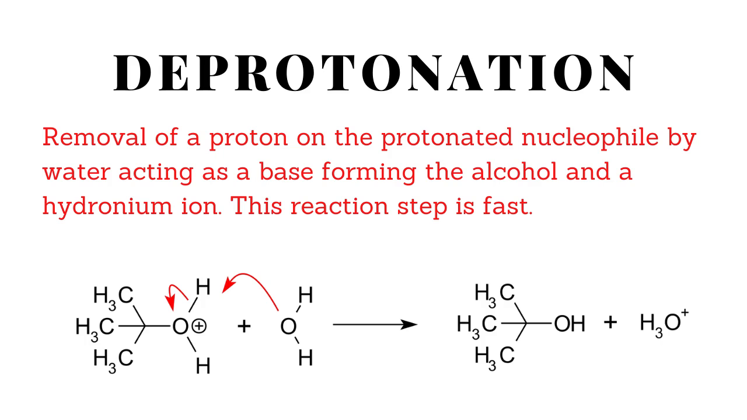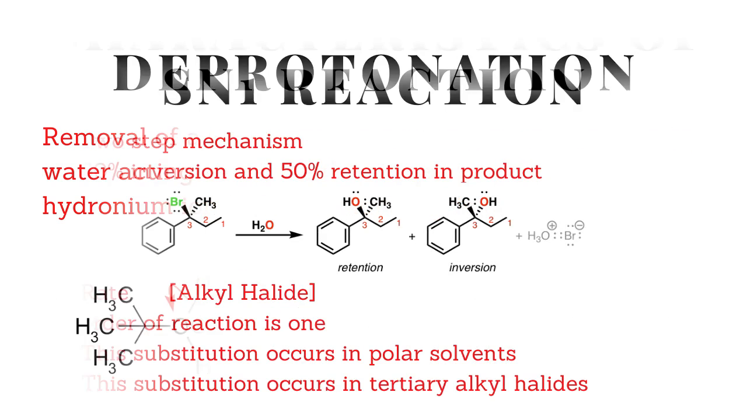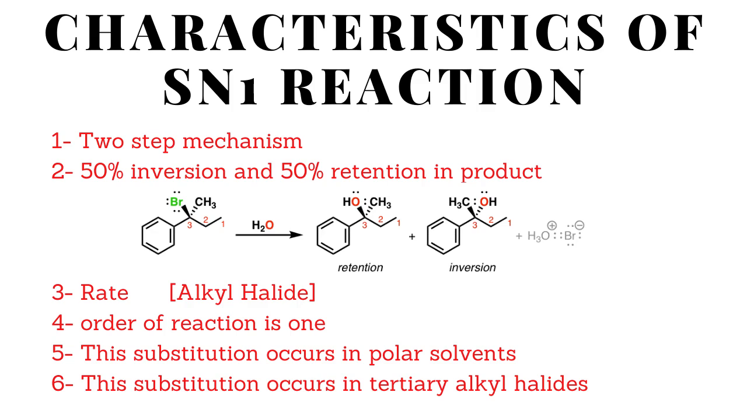What are the characteristics of SN1 reaction? These are the following characteristics of SN1 reaction. Number 1, this is a 2-step mechanism. First step is formation of carbocation. Next step is attack of nucleophile on carbocation. Number 2, in SN1 reaction, 50% inversion and 50% retention in product occurs. That is evident by the following example.